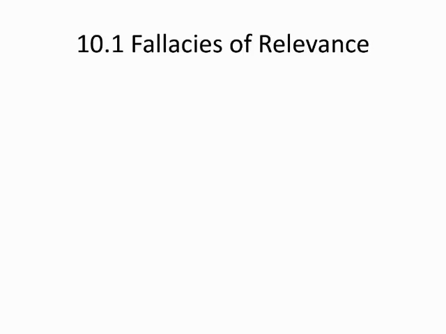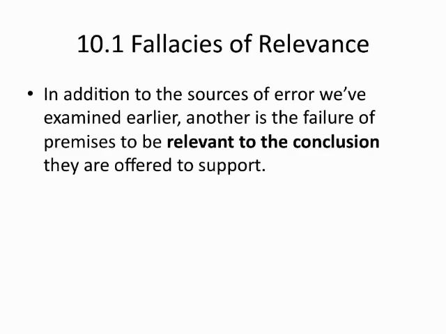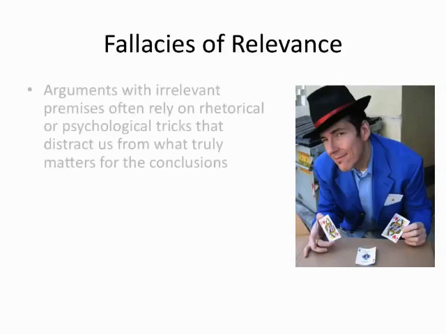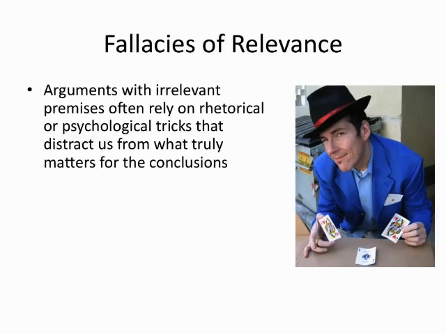Now we'll look at fallacies of relevance, which arise when the premises that we use aren't relevant to the conclusion they're supposed to support. So even if a premise is clearly true, if it's irrelevant to the conclusion, then it can't function as support or backing, and the argument collapses. Arguments that contain irrelevant premises frequently resort to rhetorical or psychological tricks that are attempts to distract us from the real matter at hand. Namely, do the premises actually succeed in supporting the conclusion?